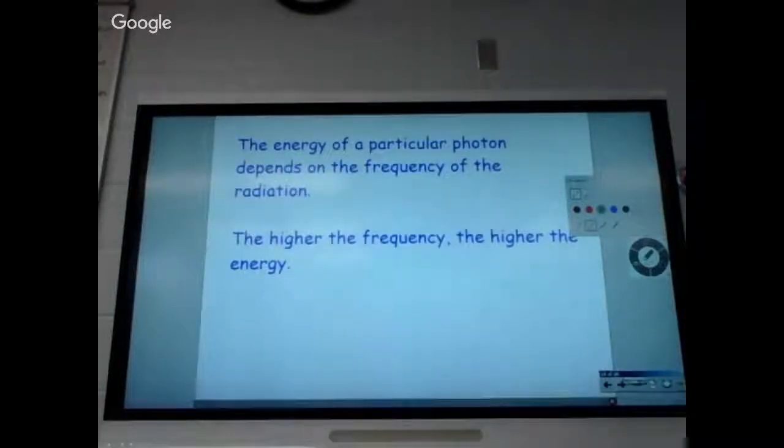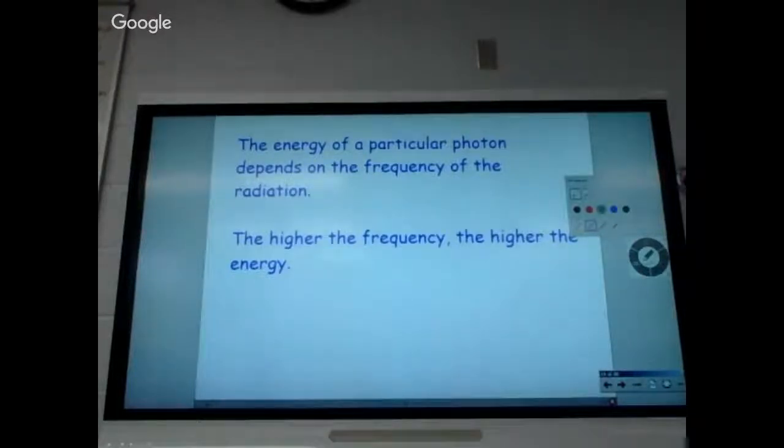All right. Now, the energy of a photon, how much energy it has depends on what? What does this energy of a photon depend on? It depends on frequency. Now, this is what we talked about earlier with the equation based on Planck. Okay? Energy depends on frequency. Energy of that photon. Okay?